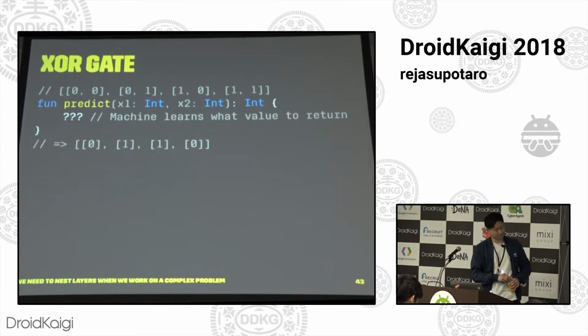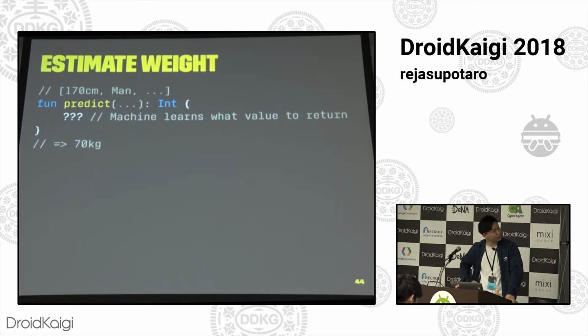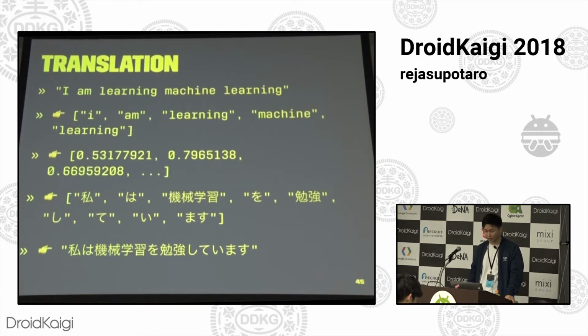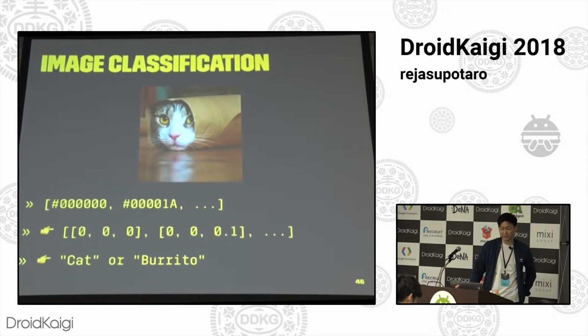So now you can build an XOR gate, and also you can build a model which estimates weight using some features like height and gender. And you can build your own language translation model and image classification model. All models work with the same mechanism. In this case, the input is an image. Images can be converted to an int array of pixels, and the output is cat or letter. It's 0 or 1. It's the same as a logic gate.